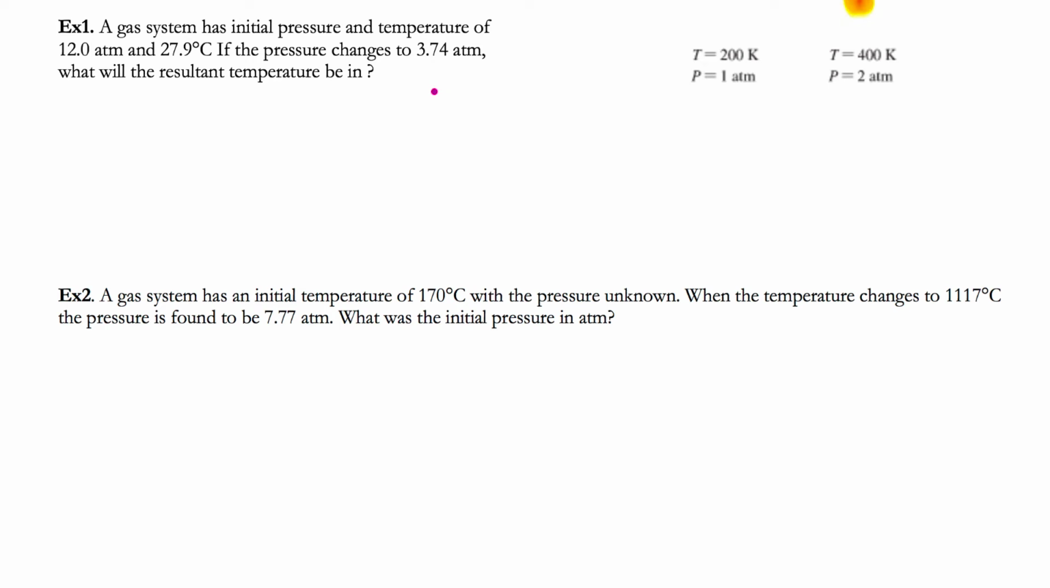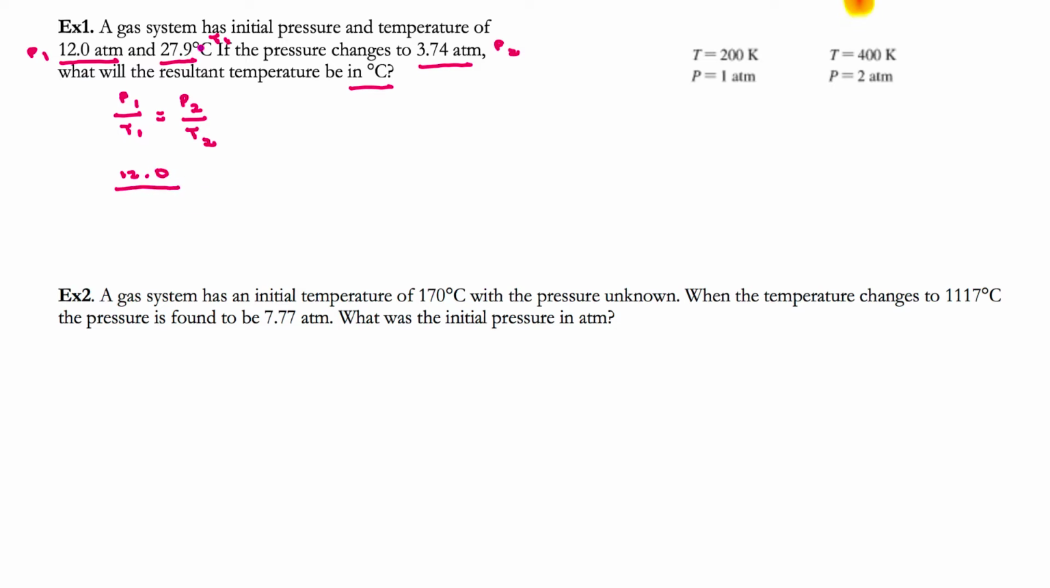All right, so for example 1, it says a gas system has an initial pressure and temperature of 12 atmospheres, so that's my P1, and a temperature of 27.9 degrees Celsius, so that's my T1. If the pressure changes to 3.74 atmospheres, that's my P2, what will the resulting temperature be in degrees Celsius? Okay, so I'm going to use my formula P1 over T1 equals P2 over T2. I'm going to plug in my P1 is 12.0. My T1, I'm given it in degrees Celsius.